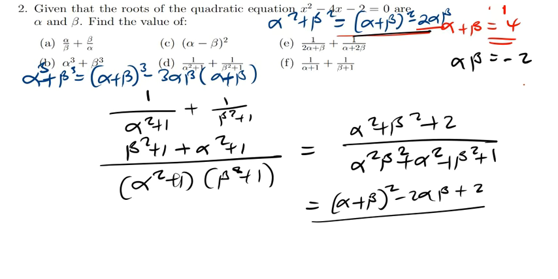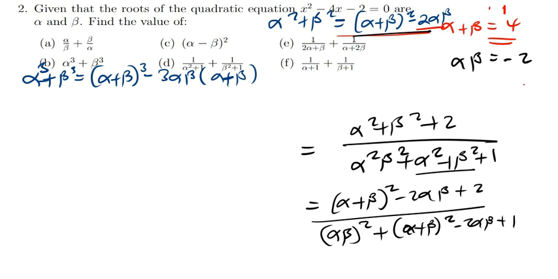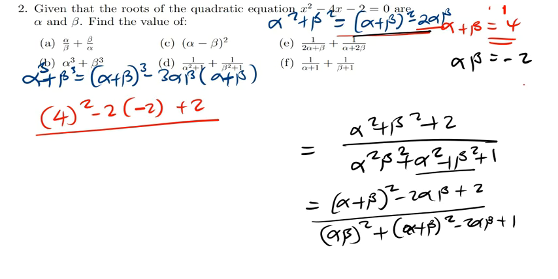Divided by, this is the same as just alpha beta raised to the power 2, then plus, where there is alpha squared plus beta squared, I'll replace it with alpha plus beta squared minus 2 alpha beta, then plus 1. Now we can go ahead and plug in the values. Alpha plus beta is 4, squared, minus 2 times alpha beta, negative 2, plus 2, divided by alpha beta, negative 2, squared, plus 4 squared minus 2 times negative 2, plus 1.